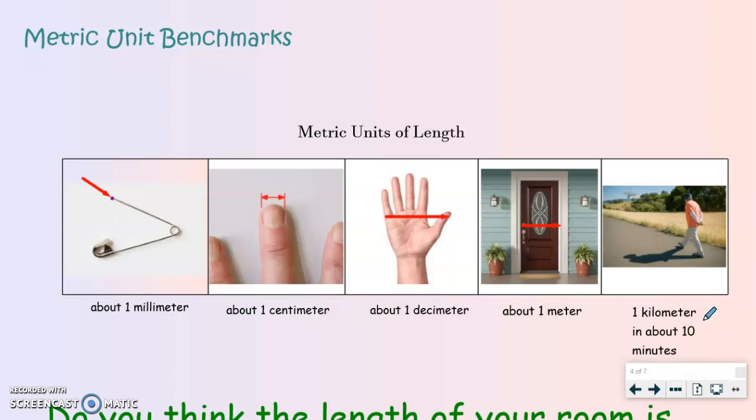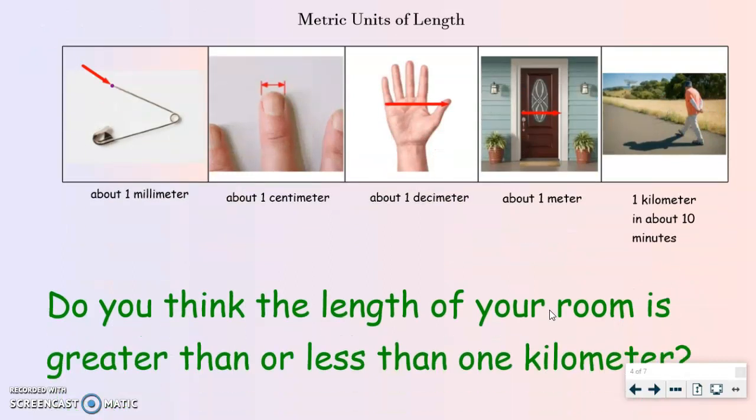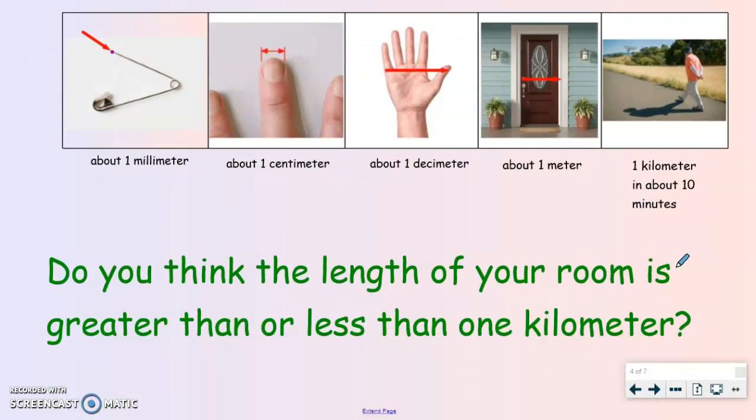Obviously, your speed is going to have a pretty good impact on that, but again, just a nice average walking pace. And so, going off of these benchmarks here, do you think the length of your room would be greater than or less than 1 kilometer? Well, unless your room is just absolutely gigantic, I would hope that you'd say that it is less than 1 kilometer. If you had to measure the length of your room, you would probably want to use meters to measure it.